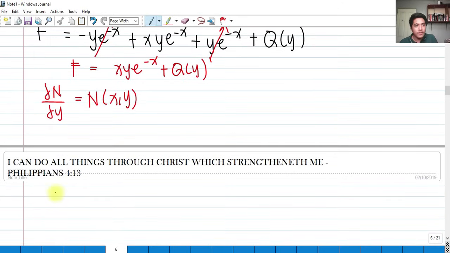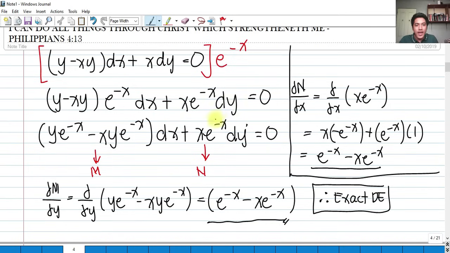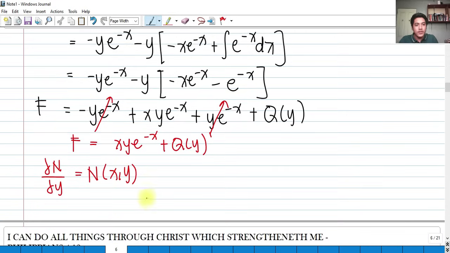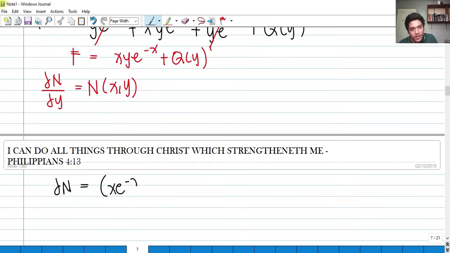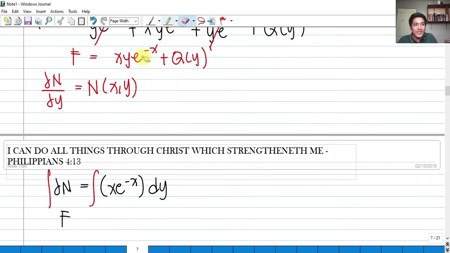So, if we're going to do that again, the partial of f is equal now to what is our n? Our new n is this, x times e raised to negative x. I've cross-multiplied this such that this would be dy, and integrating both sides. As you can see here, integrating both sides. So we have, or I'm sorry, this is partial of f, because we're now doing the formula for the exact partial of f.